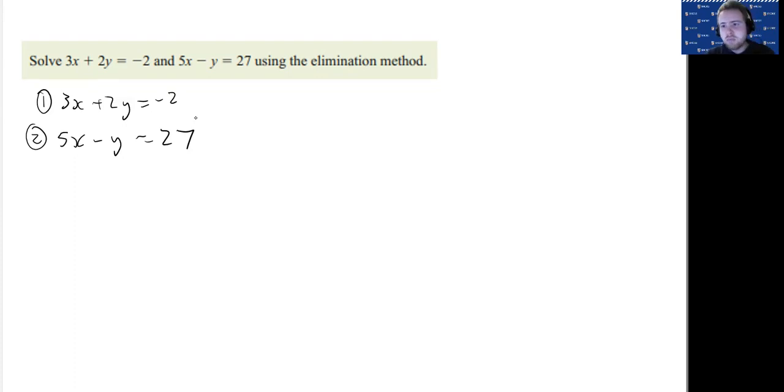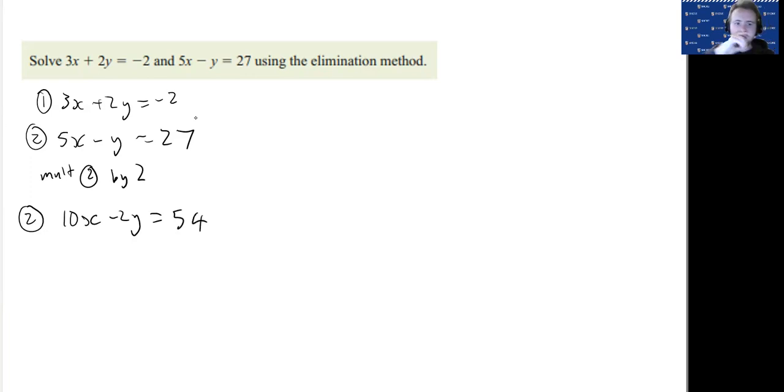But what I can do is multiply one of these equations so that one of these coefficients will match up, at least the magnitude will. So what I'm going to do is multiply equation 2 by 2. And I'm just going to multiply every single term. So equation 2 will become 10x minus 2y equals 54. Okay, so the reason why I did this is if I look up at equation 1, I have a plus 2y, and now in equation 2, I have a minus 2y.